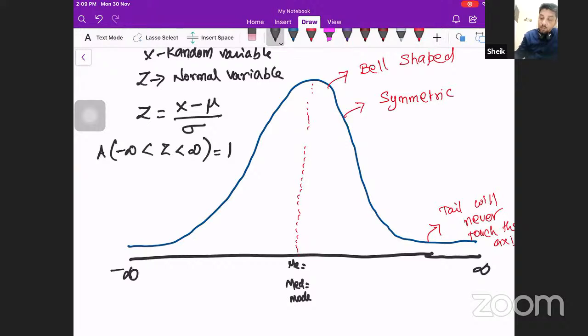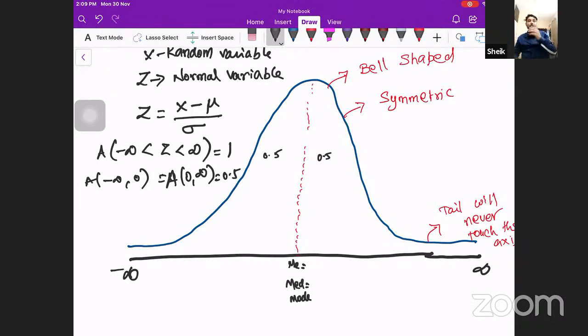Now, that full area is 1. What about this portion? This is 0.5 and this is 0.5. That means the area under the curve from minus infinity to 0, and from 0 to infinity, is always 0.5. Whatever points I'm writing now are important MCQs. The area under the curve between minus infinity and infinity is 1.